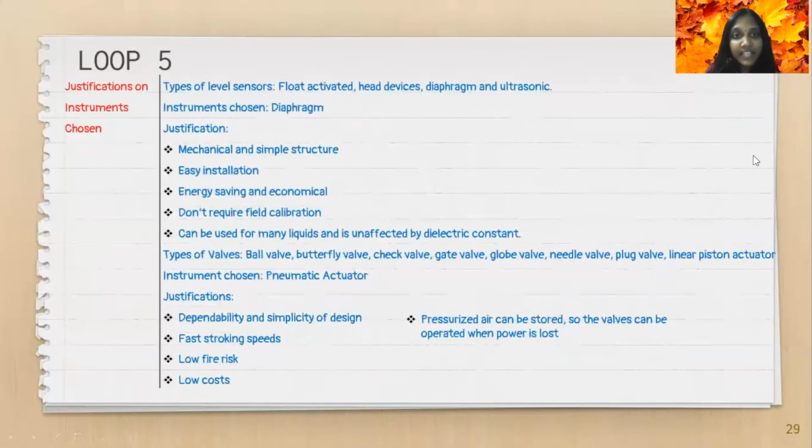For the justification part, among the different types of level sensors, we have chosen diaphragm, and the justifications are just the same as we saw in loop 3. And among the different types of valve, we have chosen the pneumatic actuator because of its dependability and simplicity of design. It has fast stroking speeds, low fire risk, lower cost, and pressurized air can be stored so that the valves can be operated when the power is lost.